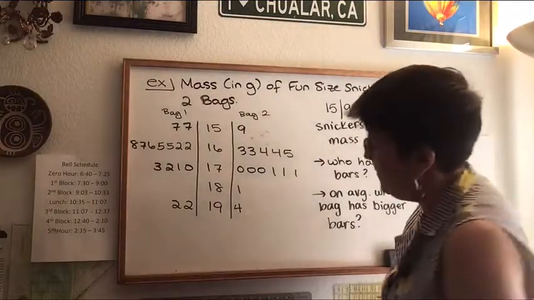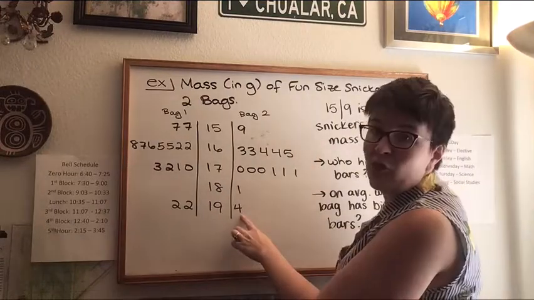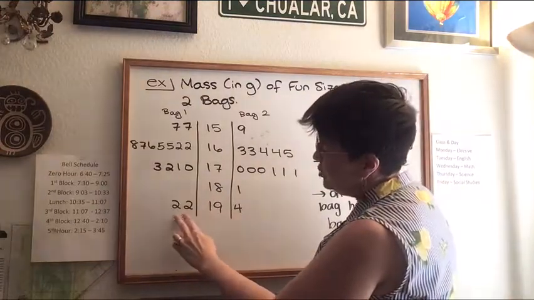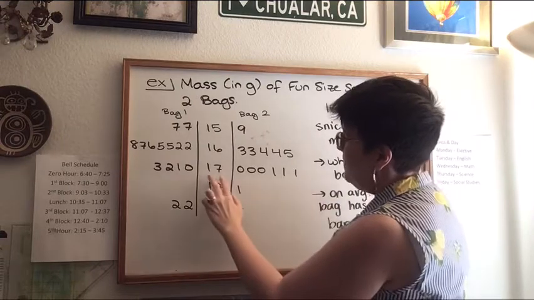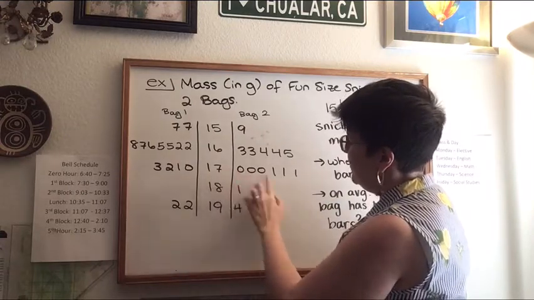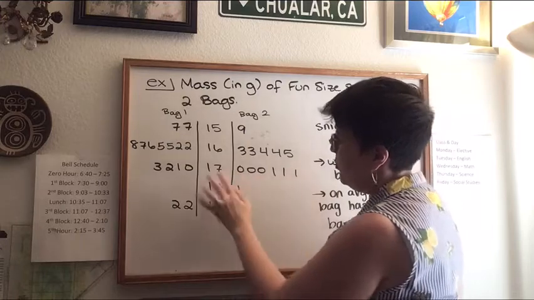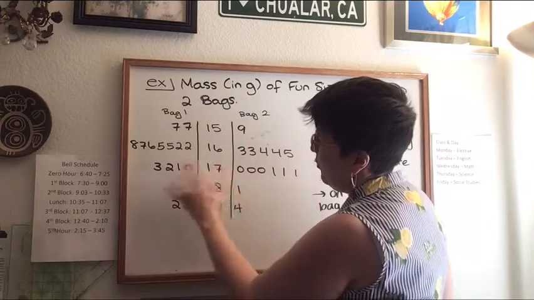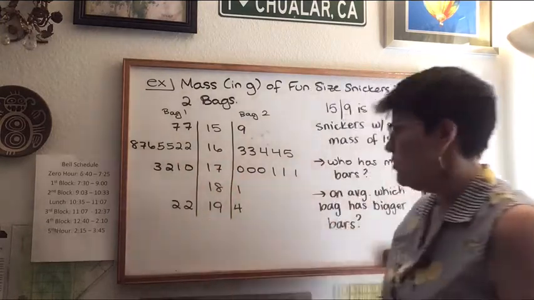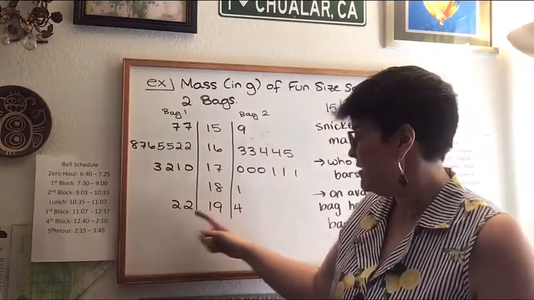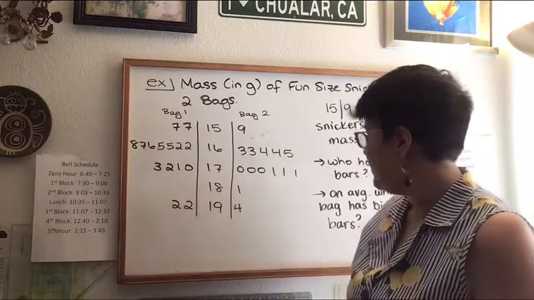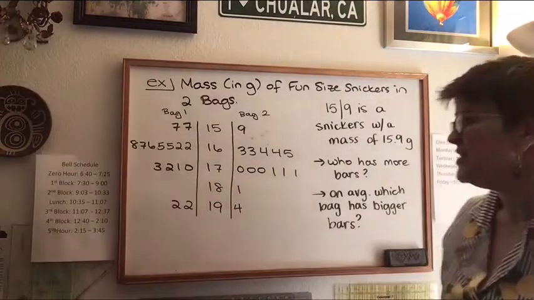So now let's look. This bag has a 19.4 gram bar. This one has two 19.2s. This one has an 18.1 gram bar. This one has 17, 17, 17, 17.1, 17.1, 17.1, 17, 17.1, 17.1, 17.3. Now, this one has two 19 bars. This one has 18 and 19. On average, who do you think has the bigger bars?